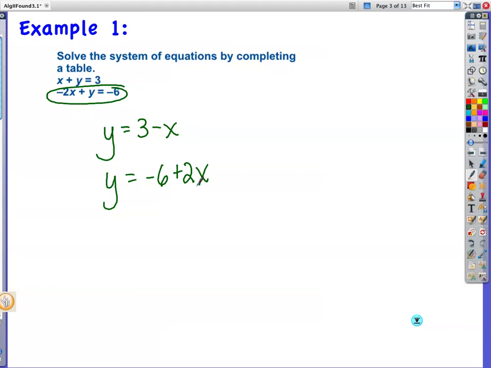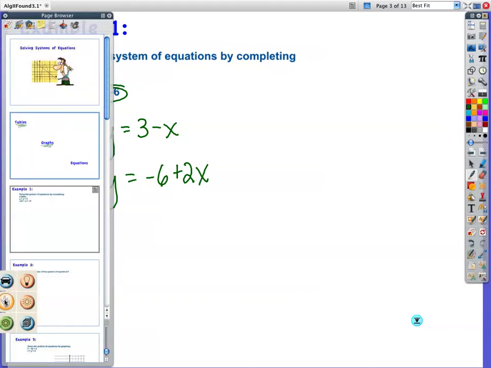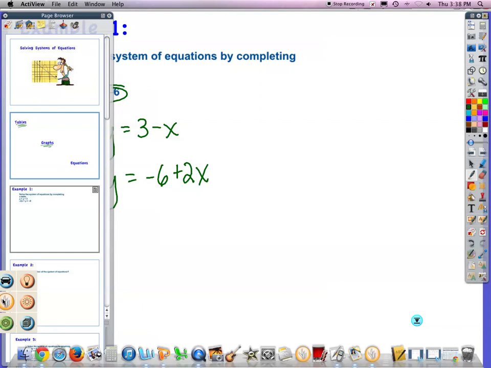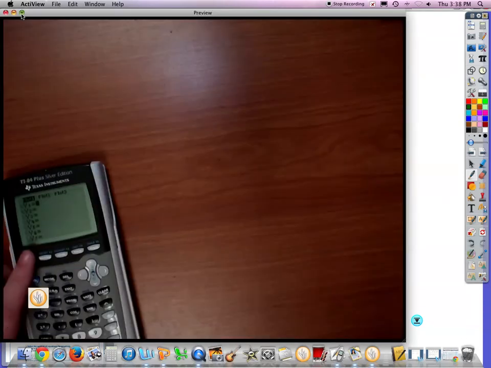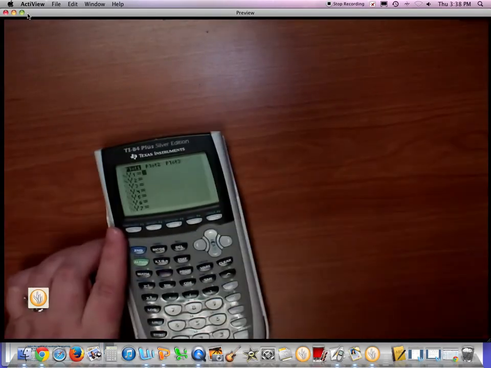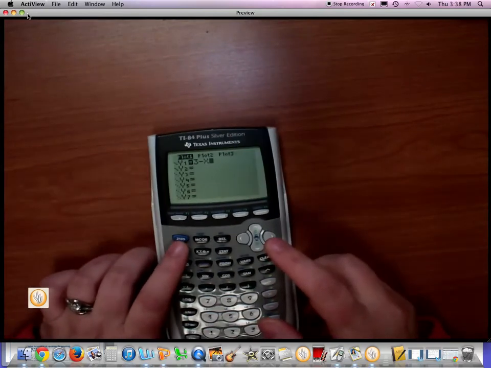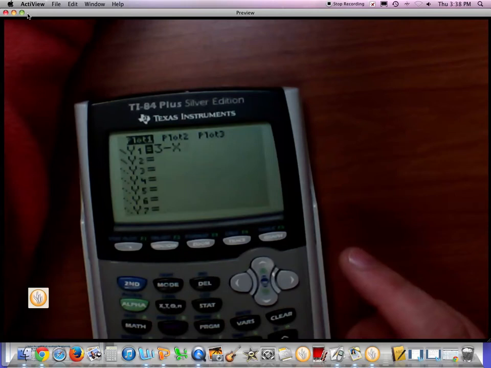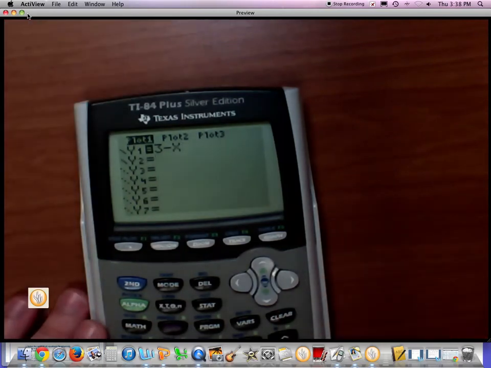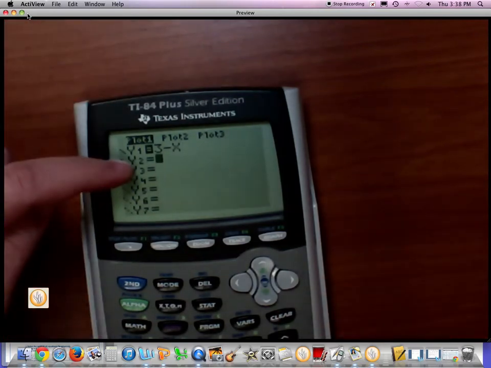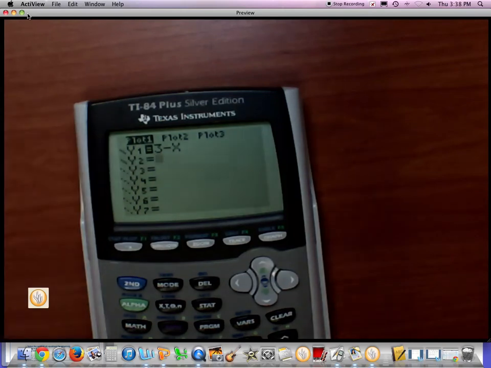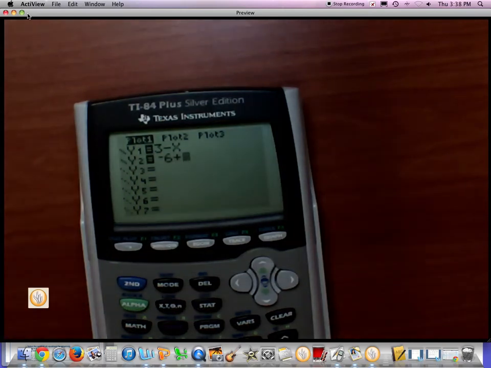All right. So what I'm going to do is go to my graphing calculator. Yeah, this is saving us all kinds of time, isn't it? Here we go. I type in y equals 3 minus x into my graphing calculator. Let me zoom in just a little bit. And then I also type into y2. Notice how it says y sub 2. I type in negative 6 plus 2x.